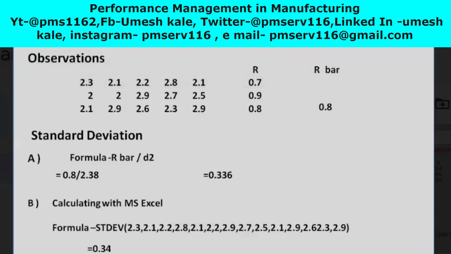Another method for calculating the sigma value is to use Microsoft Excel. The formula is STDEV, and you put all the values of observation into the brackets separated by commas. If you press the enter key, you will get the value 0.34 as the standard deviation with Microsoft Excel. In this way you should calculate the sigma value and process capability value with the formula which we have shown in the initial slides.